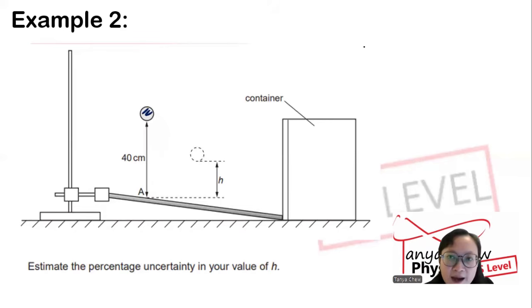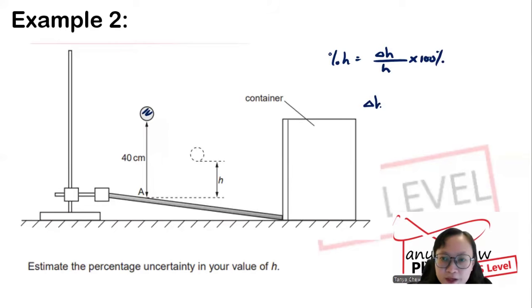So I would say that the percentage uncertainty of h is delta h over h times 100%. I would like to increase my delta h to plus minus 0.5 cm, because I think the ball is moving too fast. It is very hard for me to detect the rebound height.